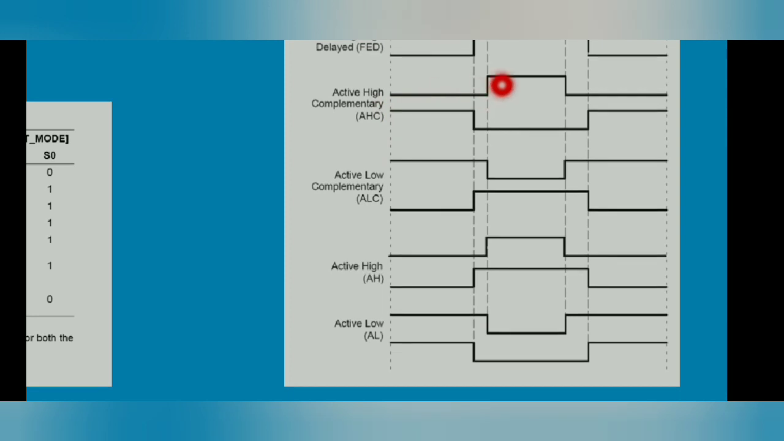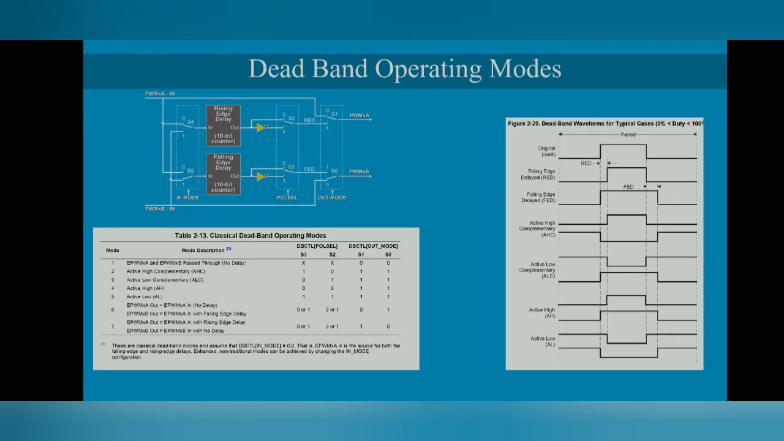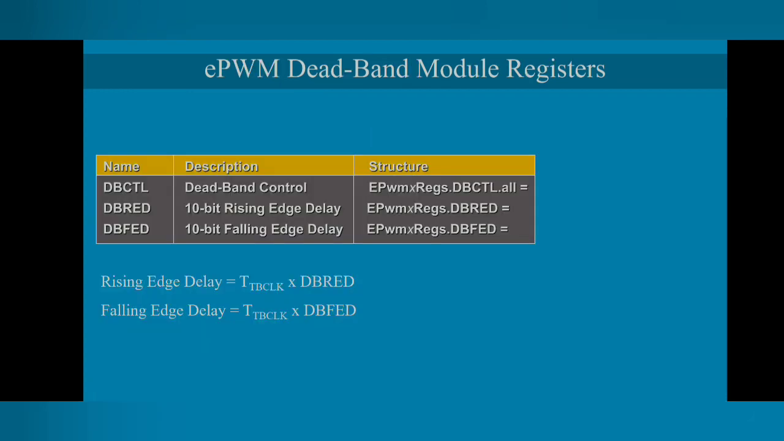So this is the active high complementary, this is the active low complementary, this is the active high, and this is the active low. Depending upon our requirement of how we want to provide the delay, this is done by the deadband. These are the different operations. Some of them are useful, and we are going to use them in our experiments. We are not using all the possible combinations; there are several, but we are using only some of them. Depending upon the requirement you can select any one possible combination.